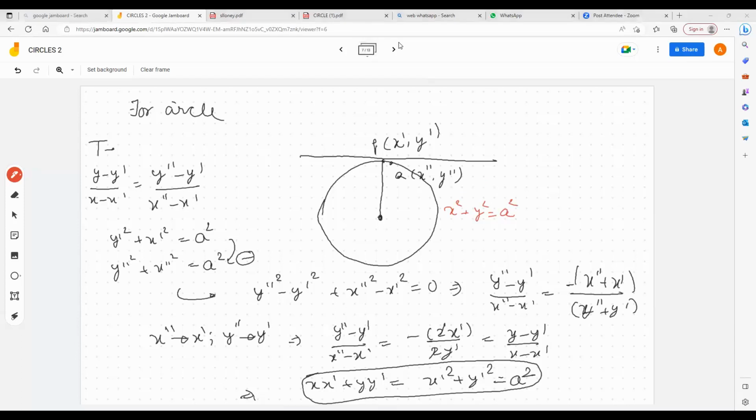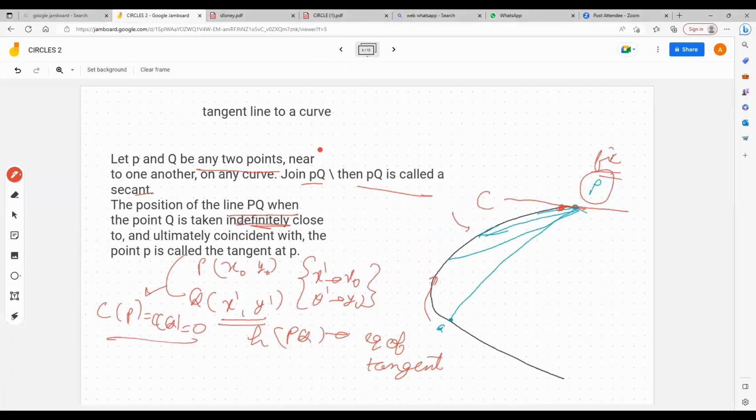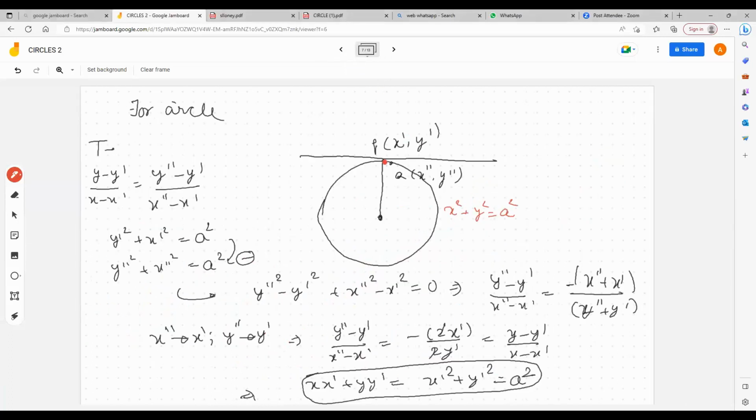Now we know this equation of the circle, and let the point P be (x', y'), where we need to find the tangent to this circle. And let us take a point Q, (x'', y''), such that Q is indefinitely close to P, as we said in the definition. Now, if we talk about the line PQ, what is its slope? Its slope is (y'' minus y') divided by (x'' minus x'). And this can also be written as (y minus y') by (x minus x'). That is, we are using the 2.4 to write the equation of PQ.